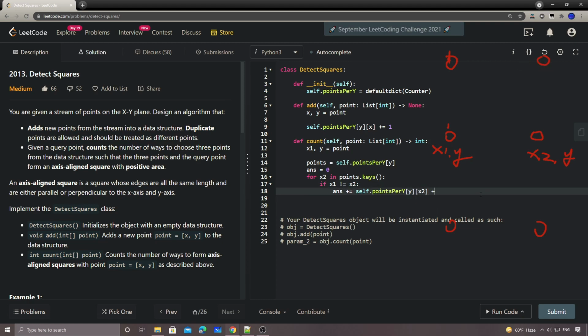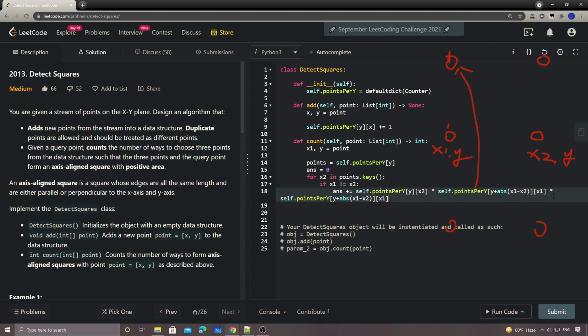Basically, we need to find, sorry, this is going to be a multiplication: self.points_per_y at y plus the side length. How long is the side? It's the ABS of x1 minus x2, and then x1. So this one is this. Similarly for the other one, I can just copy and paste, because they are on the same x. It's going to be x2, so this one is this one.